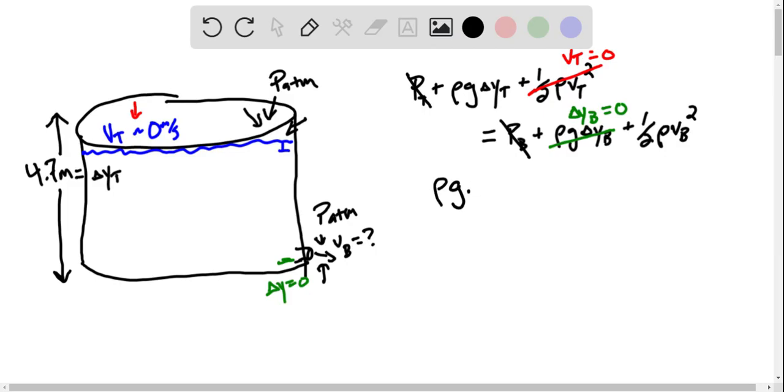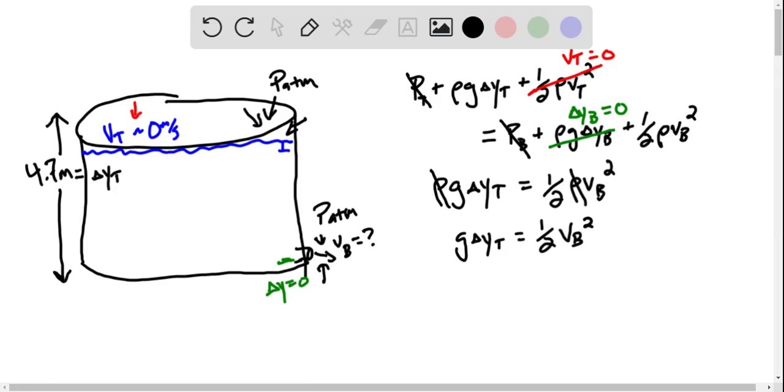So I have rho g delta y at the top equals 1/2 rho v at the bottom squared. And notice density of water is in both of these, right? So I can cancel it out because it's a constant. So I have g delta y at the top equals 1/2 velocity at the bottom squared. I can solve for v, so that's going to be 2g delta y at the top. Square root of that will give me my velocity at the bottom. And that, when you plug in those numbers, comes out to 9.6 meters per second.